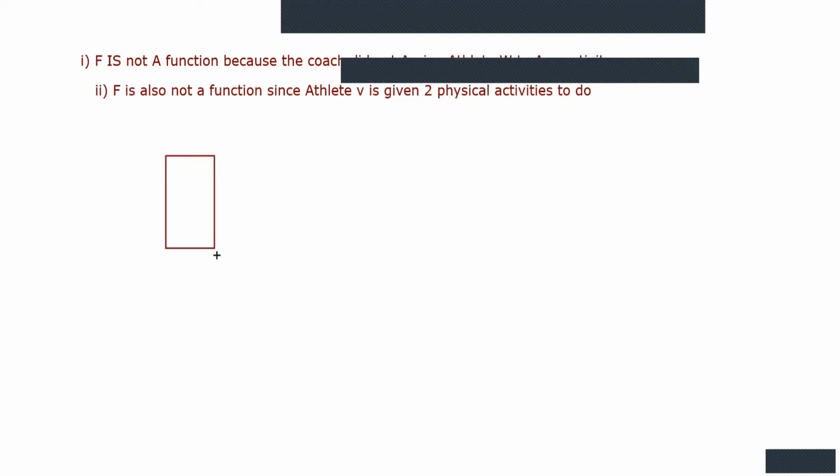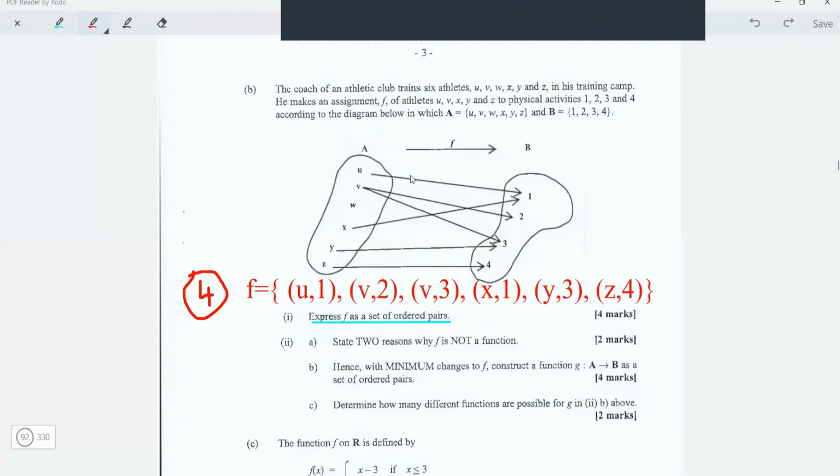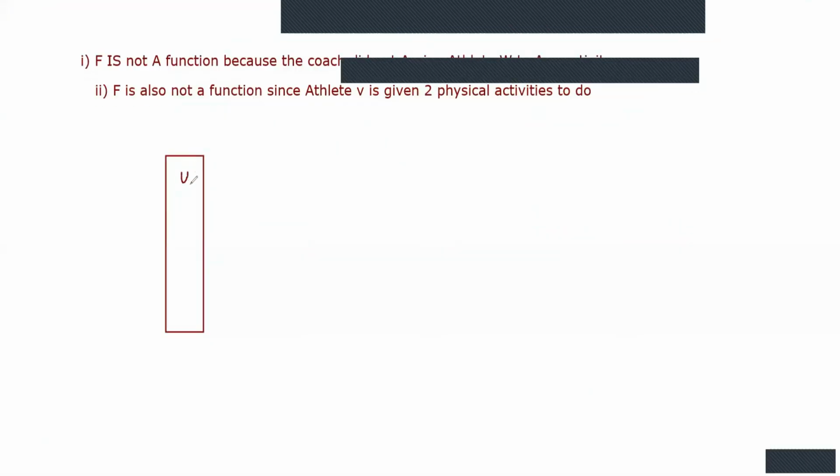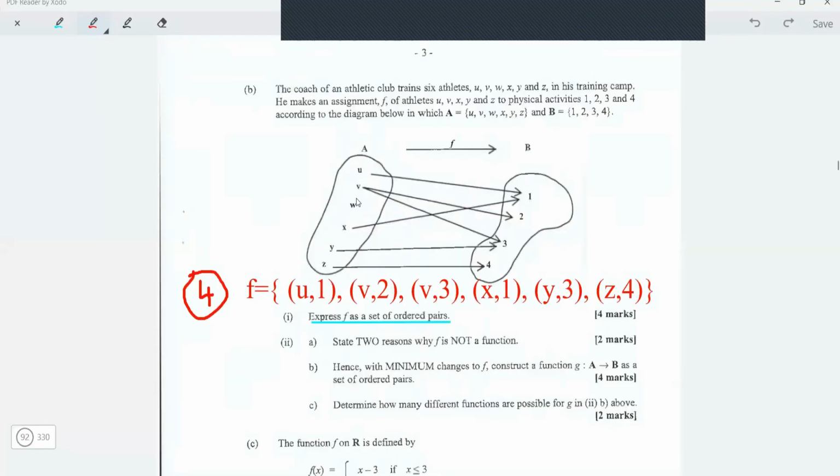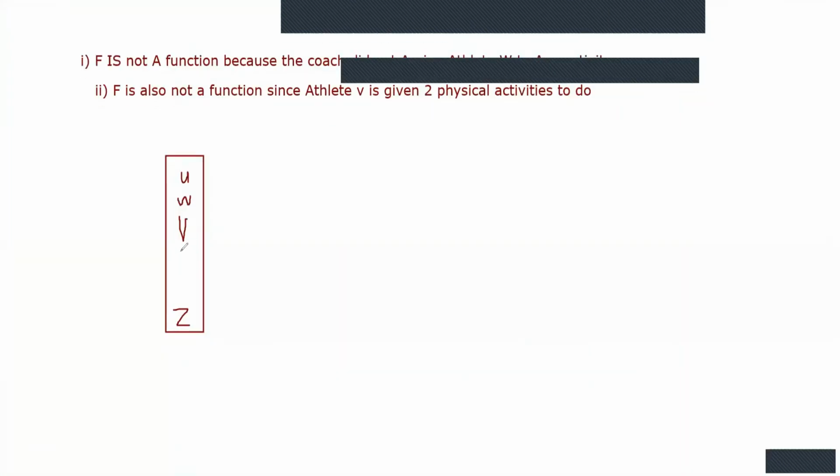So this is going to be the function g. This is my domain. And who are the athletes again? U goes to Z. So U, what's the next letter after U? V. What's the next letter after V? W, X, Y, Z. I don't know my alphabet. That's crazy.